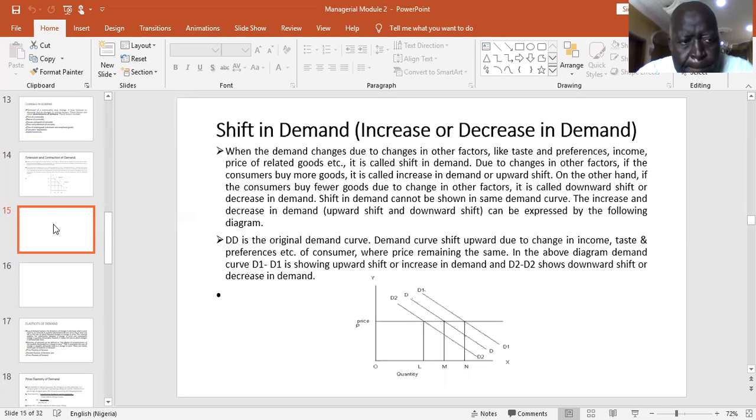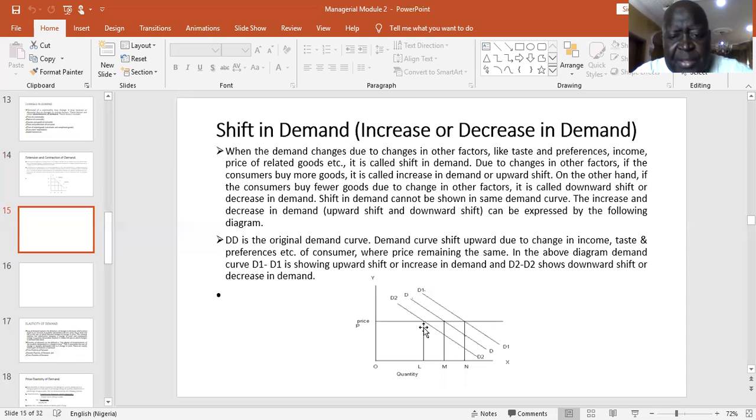Now, this is what I explained earlier: shift in demand, or increase or decrease in demand. It's caused by a change in the factors affecting demand. You can see that the original demand curve is DD at a given price. But when demand increases due to any of the factors we listed, the demand curve will shift forward, indicating more quantity purchased at the same price.